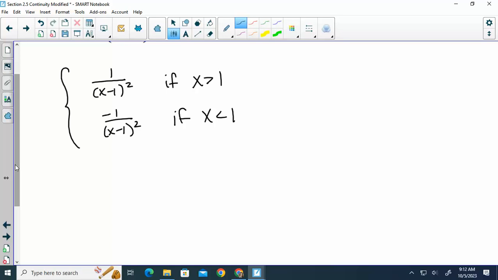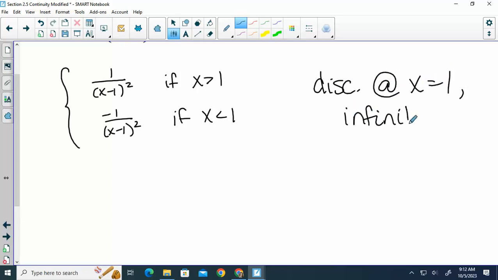But when you notice, I didn't include 1 in this. Because what's happening at 1 on both of those? Vertical asymptote, because it makes the bottom 0. So this is discontinuous at 1. But it is infinite. Because we can't plug a 1 into either piece. It's giving us a vertical asymptote.